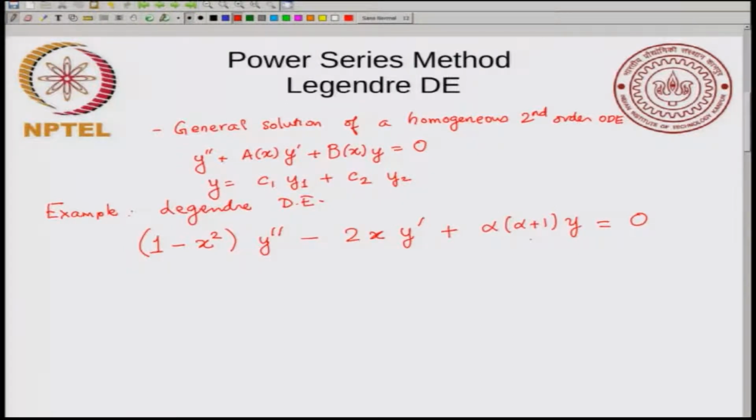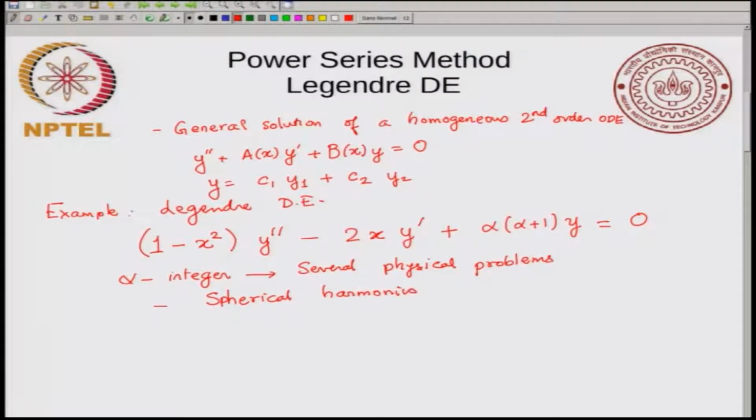With alpha being an integer, there are several physical problems whose solutions take this form. One of them we will see later on, which is what is called spherical harmonics, which is related to the solution of the 3D rigid rotor in quantum mechanics. So the quantum mechanical 3D rigid rotor is what will be solved using these Legendre polynomials.